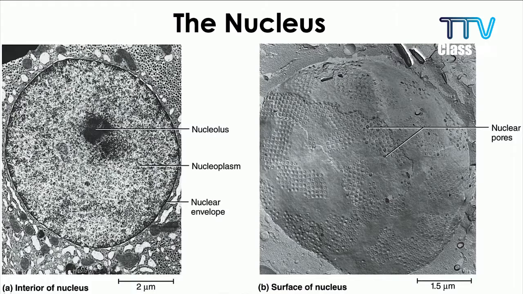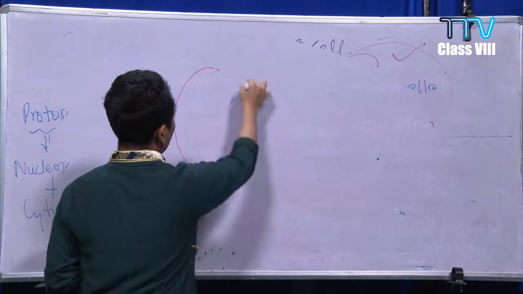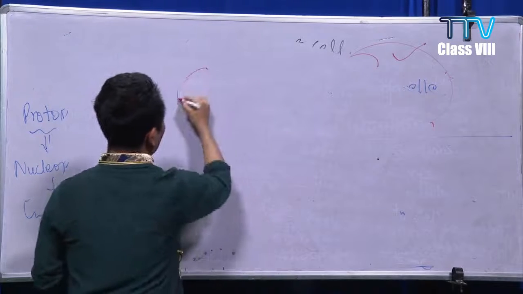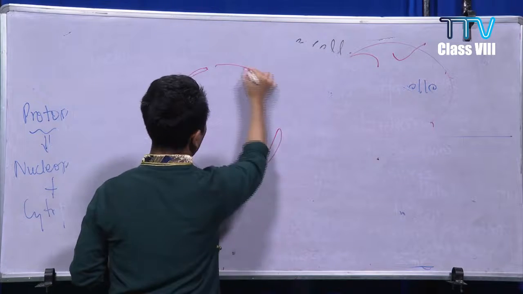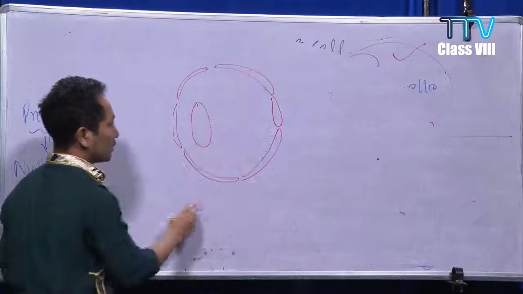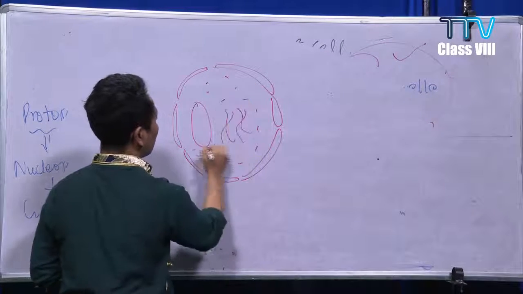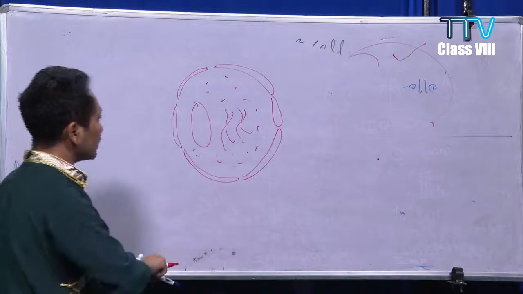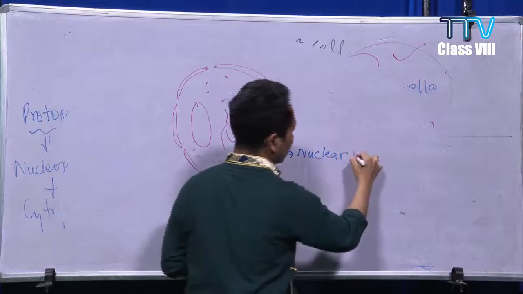This is the nucleus. If you draw the structure of a nucleus, let's say this is the whole thing as a nucleus. This is called the nuclear membrane. Nuclear membrane.